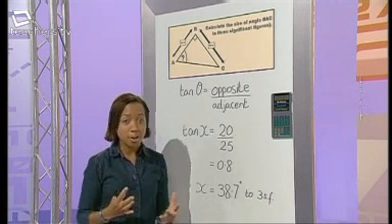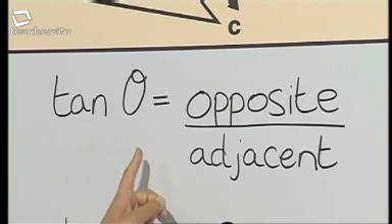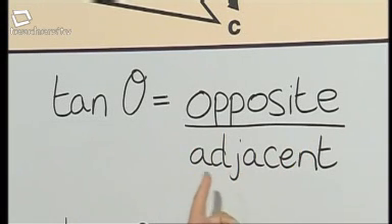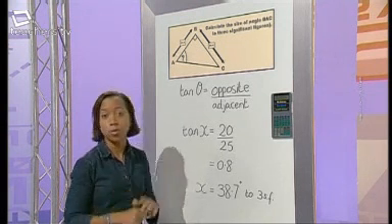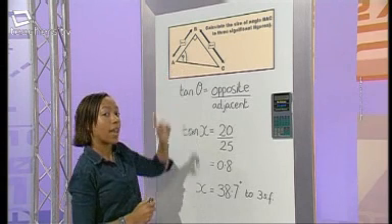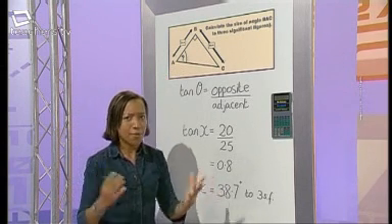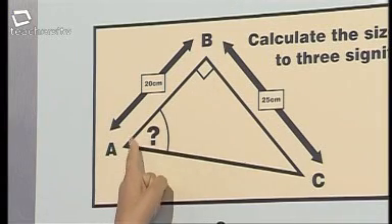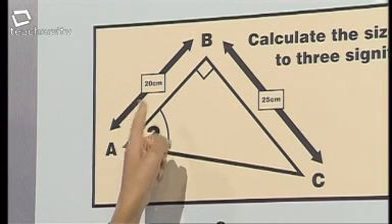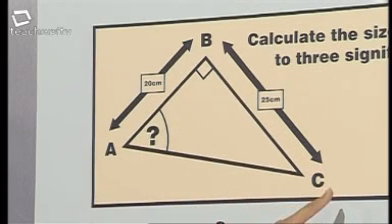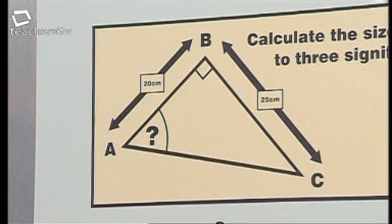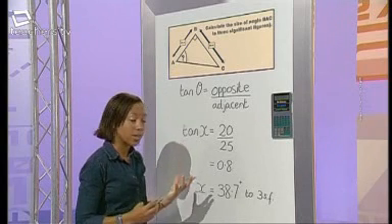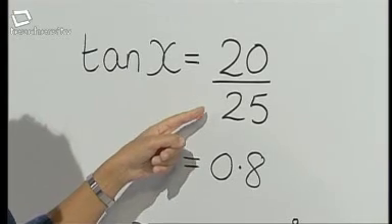I use the same ratio as Jamie. Tan theta equals opposite over adjacent. And I also called the unknown angle X. But I got different values for my opposite and adjacent. This side here, AB, is the opposite, and that's 20. And this side here, BC, is the adjacent, which is 25. So tan X equals 20 divided by 25.